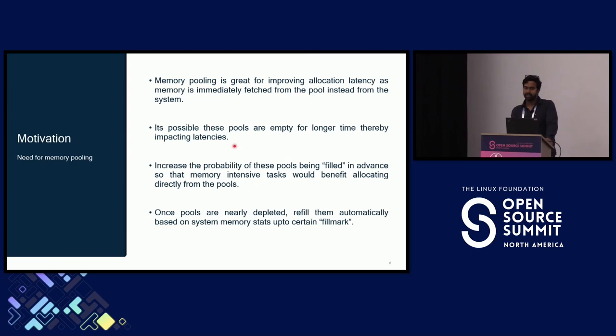Memory pooling is great. The memory is always there, but it so happens that some of the time that memory in the pool will not be there. Let's say you use up this memory and then the use case needs more memory, and it finds that there's no memory in the pool, and now has to go and fetch it from the system RAM, which is a slower path. So how do we increase the probability that when a use case needs memory, the memory is there in the pool? How do we make sure that we fill the pools and the memory is always resident when the use case needs it?